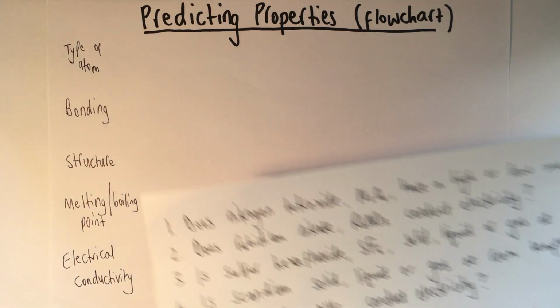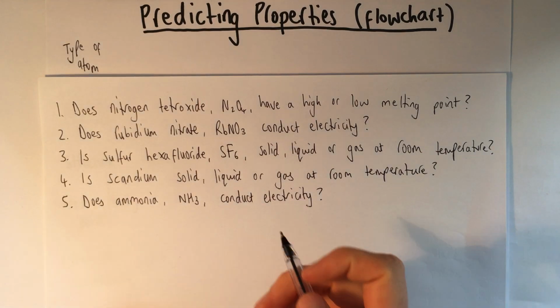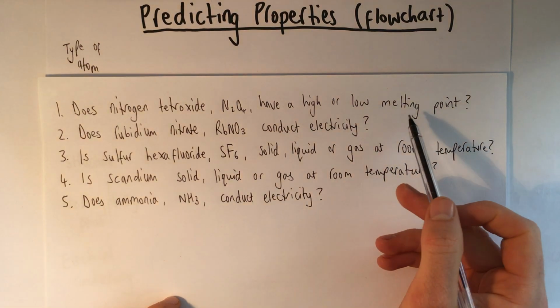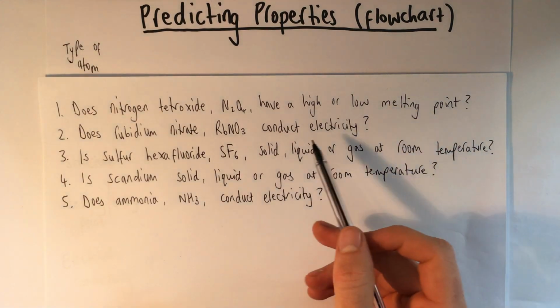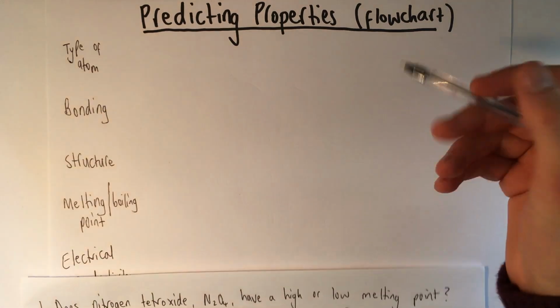By the end of this video, we'll be able to have some questions about random compounds or elements that we don't know about, and we'll be able to predict their properties, namely their melting points and whether they conduct electricity or not. And we're going to do it by building a flowchart.